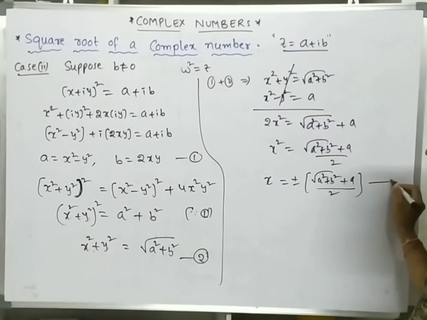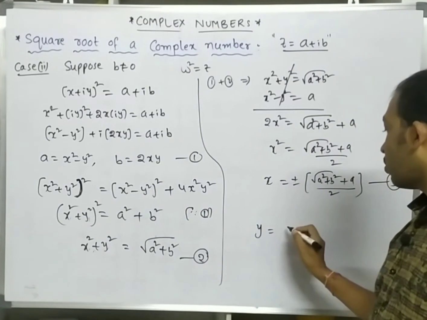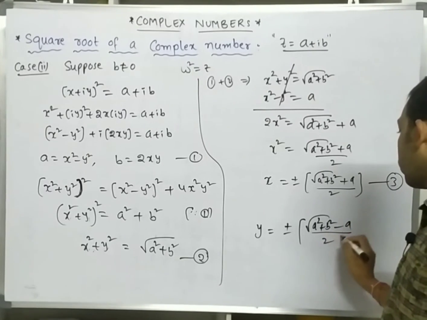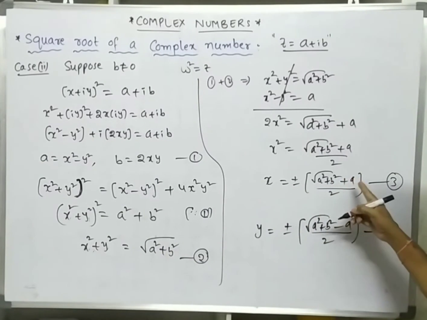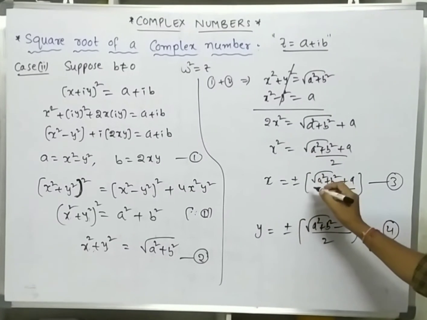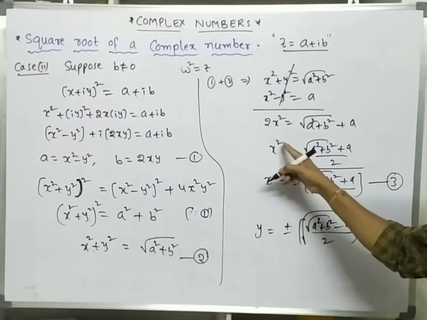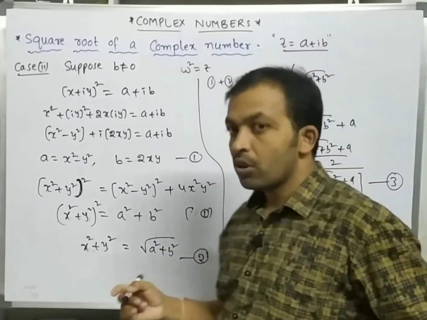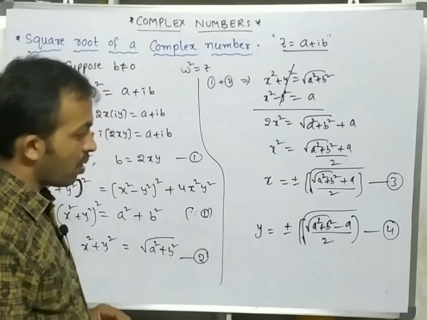So this is equation number 3. Similarly, subtract these two, you will get y is equal to plus or minus root of a square plus b square minus a by 2. Okay, right. So x is equal to plus or minus root of a square plus b square plus a by 2, and y is equal to plus or minus under root of a square plus b square minus a by 2.